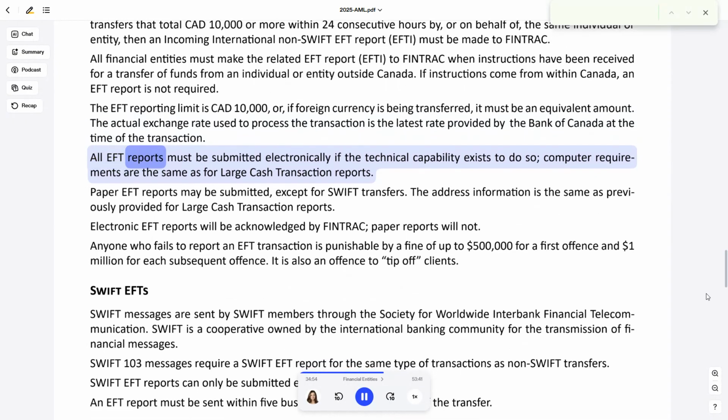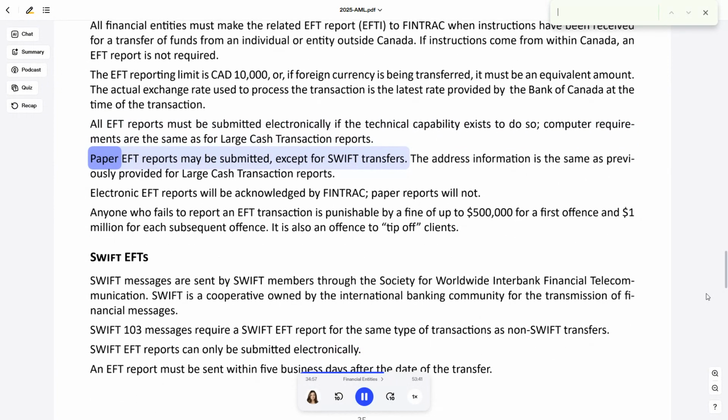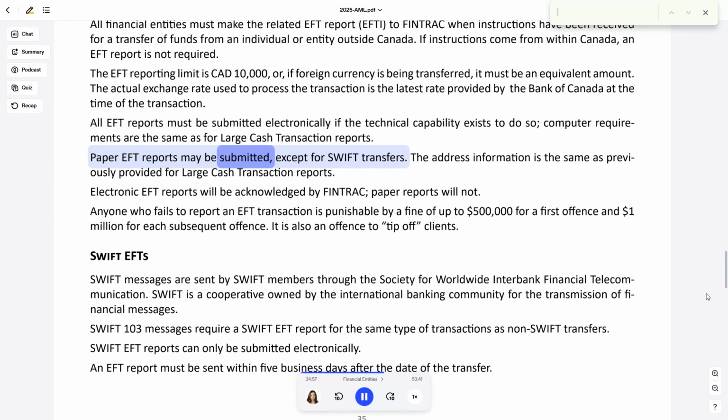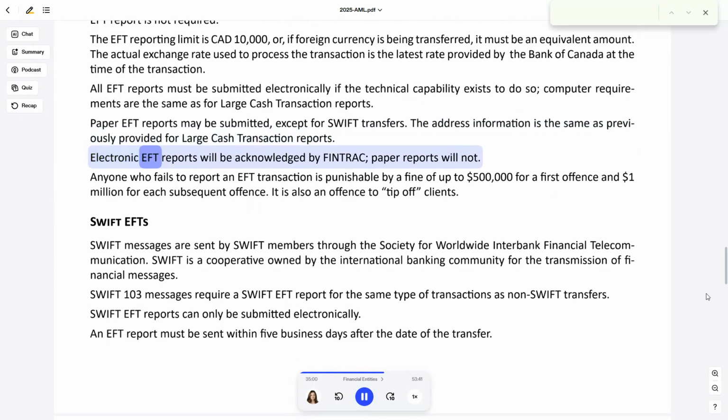All EFT reports must be submitted electronically if the technical capability exists to do so. Computer requirements are the same as for large cash transaction reports. Paper EFT reports may be submitted, except for SWIFT transfers. The address information is the same as previously provided for large cash transaction reports. Electronic EFT reports will be acknowledged by FINTRAC.